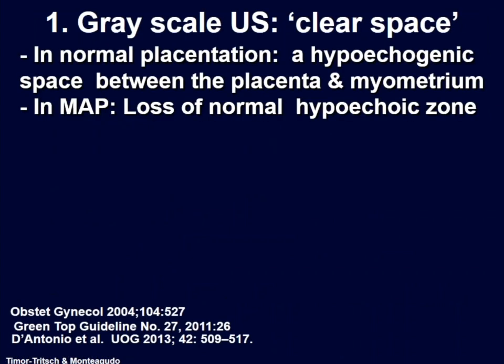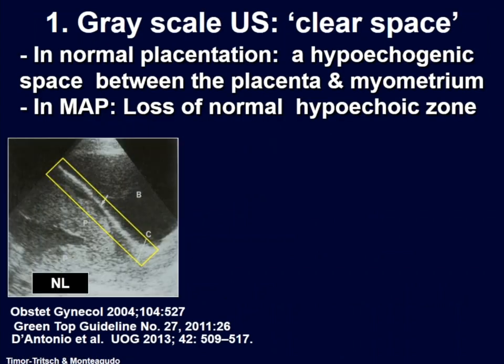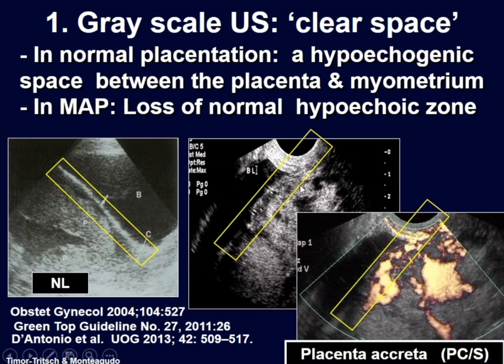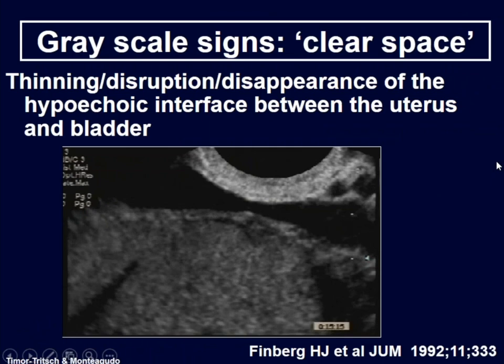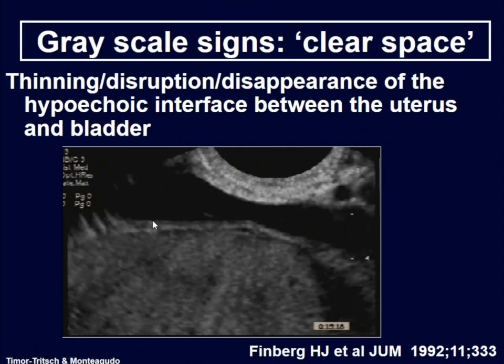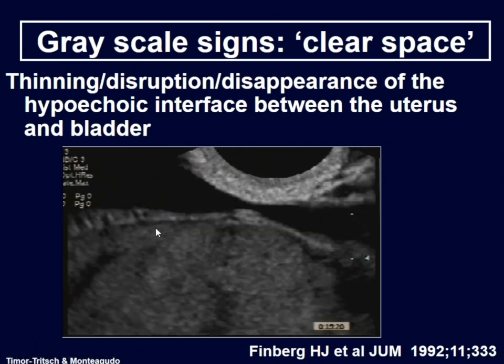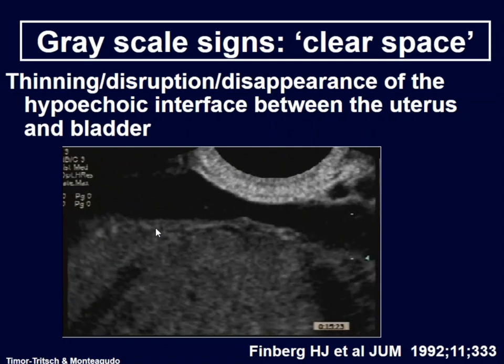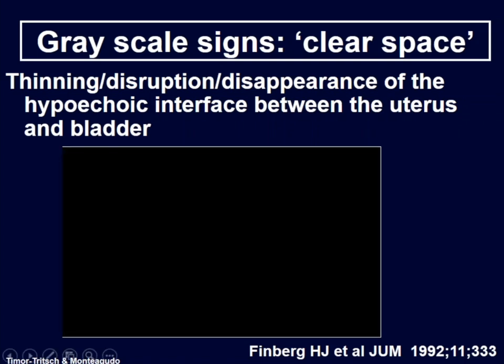Here are the grayscale signs. The first is the hypoechogenic space between the placenta and myometrium, depicted on the left side picture. However, on this one, you see two pictures of placenta accreta, one with grayscale, where the clear space is non-existent and replaced by vascularity in this area. The other one is the clear space. I consider this exactly the same as the previous one. It's a thinning, disruption of the hypoechoic interface between the uterus and the bladder.